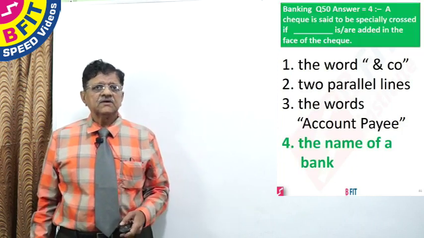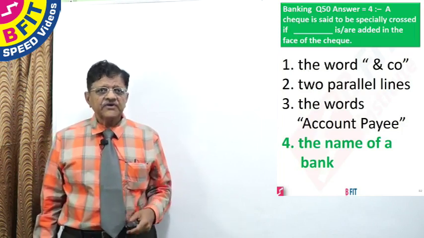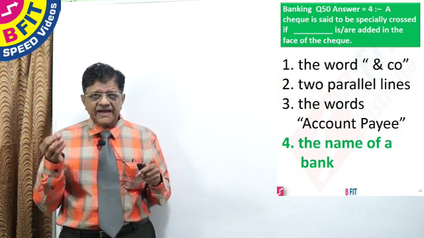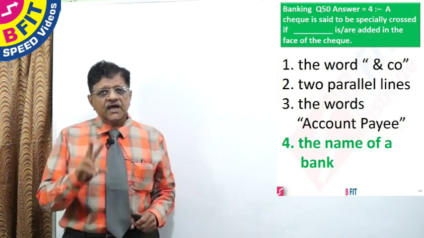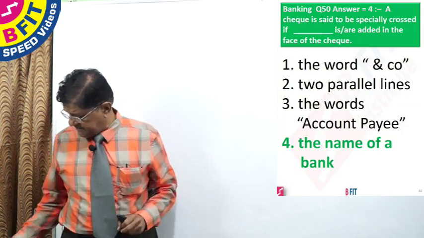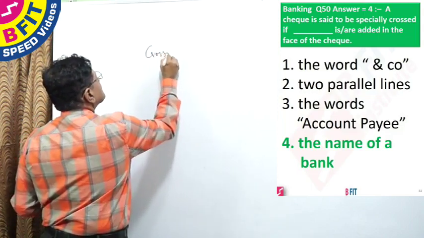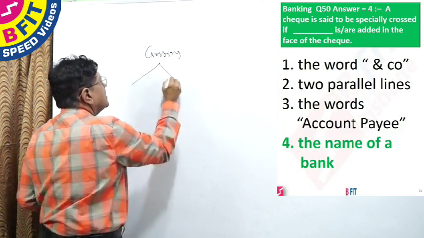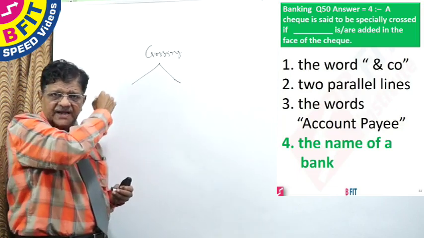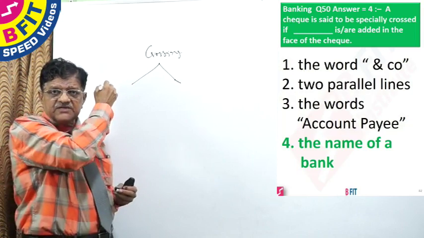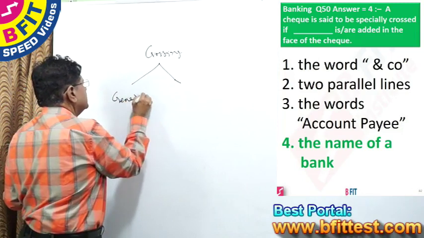The answer is option 4, the name of your bank. A check is said to be specially crossed if the name of your bank is added on the face of the check. So all of you should understand there are two types of crossing basically. What is crossing? Crossing, as I told you, is drawing two transverse parallel lines on the face of the instrument. That is called a general crossing.